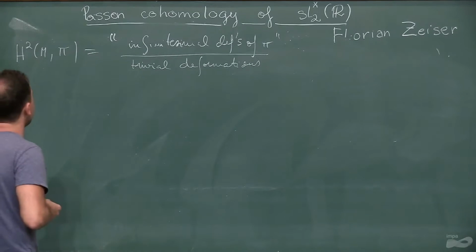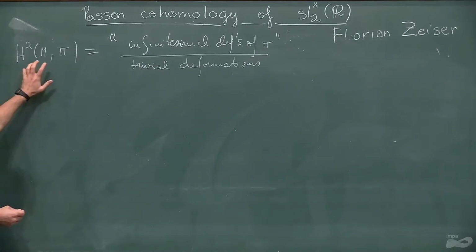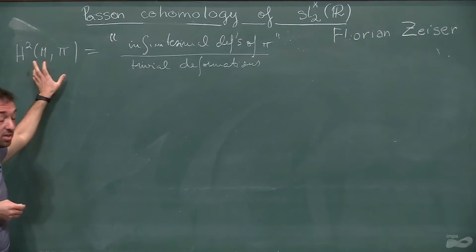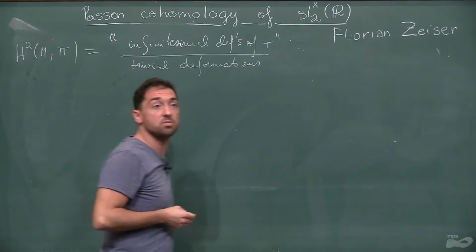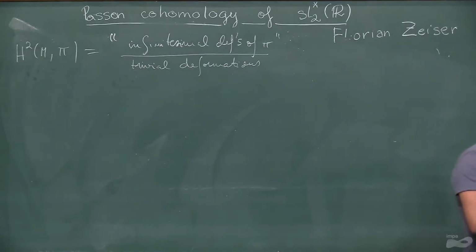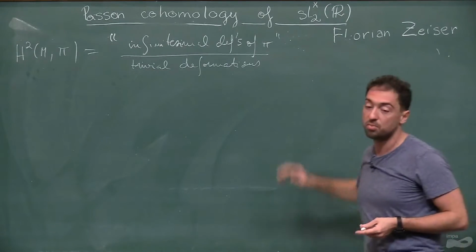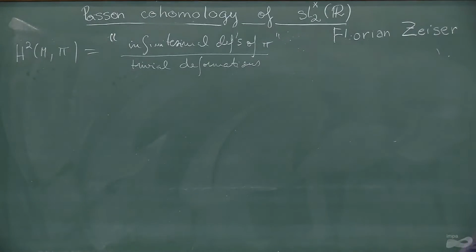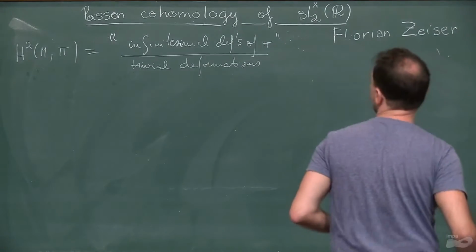But then there are some more problems. You also have a bracket from H2 times H2 to H3, some sort of Kuranishi map, which gives you obstructions to having some classes coming from deformations and so on. In our case, we have the following thing.